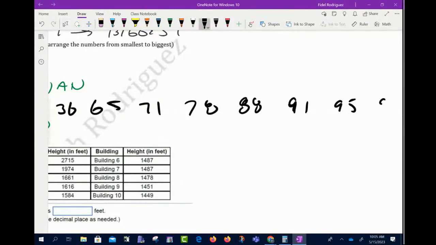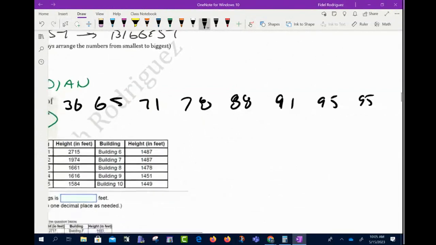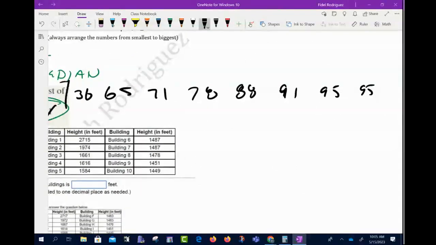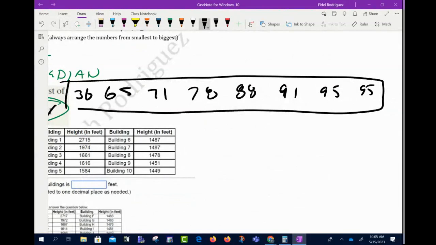91, and then 95 twice. Okay, look, y'all, here are my numbers in order from smallest to biggest. How many numbers do we have, though? We got 8 numbers. So, y'all, there really is no number that's exactly in the middle here, right? So what we do is we say, look, we're going to find the average of those two, just those two numbers in the middle.